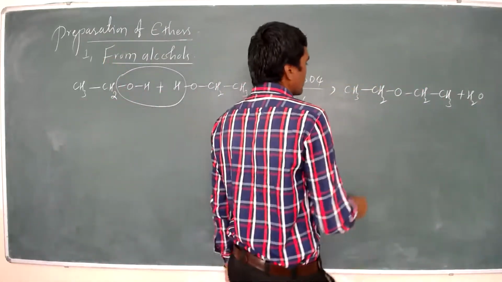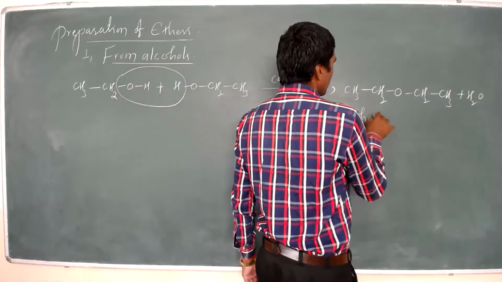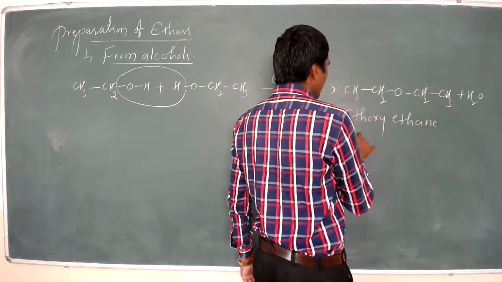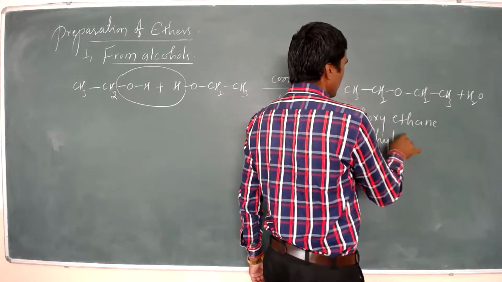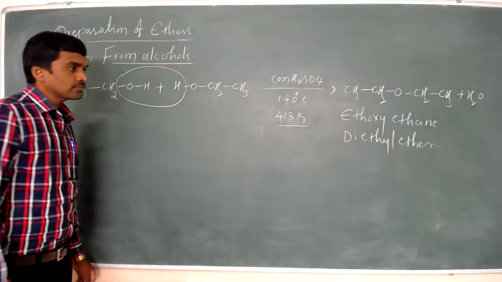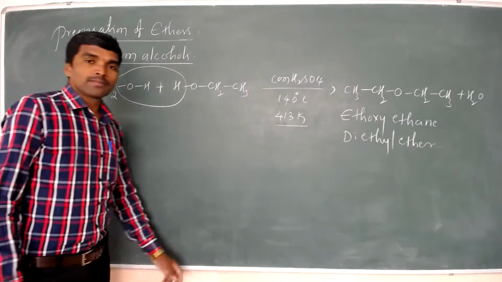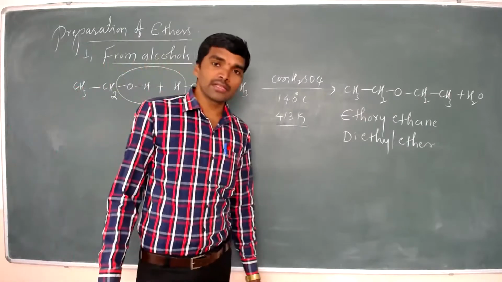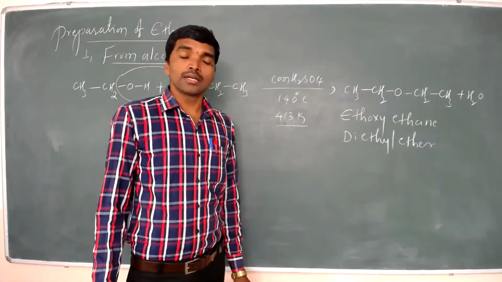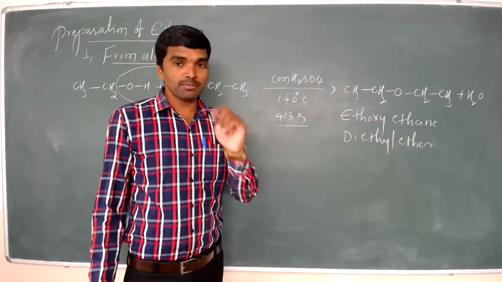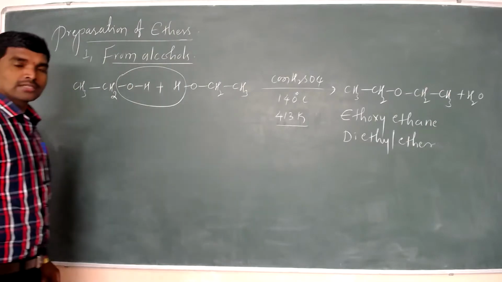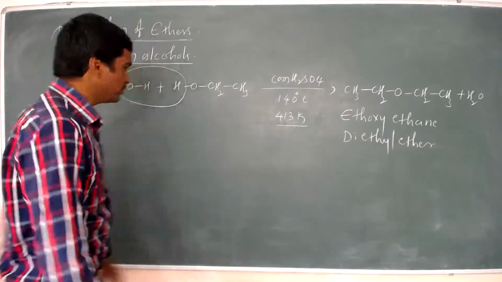So this is ethoxyethane. This is the IUPAC name. Common name diethyl ether. So diethyl ether will be formed. You remember, the reaction of ethyl alcohol with concentrated H2SO4 depends upon the temperature condition. That point you have to remember. For example, see, tomorrow they may ask a question like this.